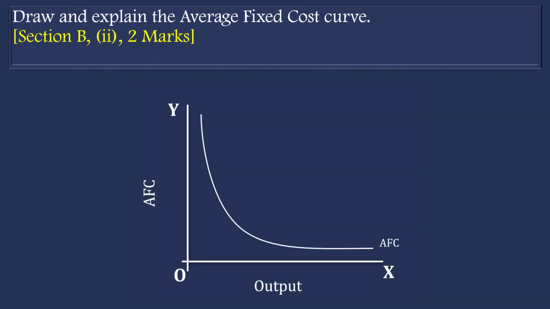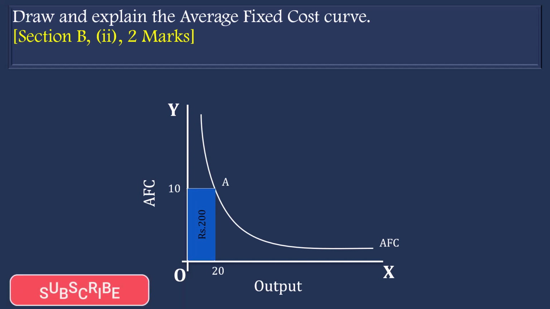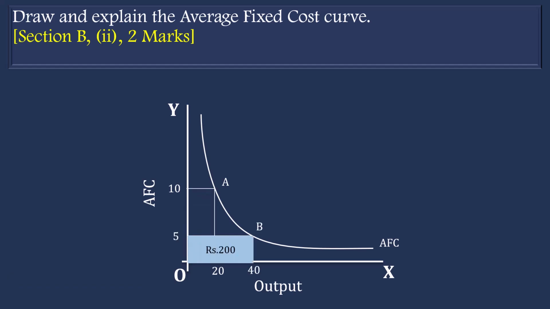The shape of the average fixed cost curve is rectangular hyperbola. The area under the curve represents the total cost. When output is 20 units, the average fixed cost is 10 rupees. Total cost is 20 into 10, 200 rupees. Similarly, when the output is 40 units, the average fixed cost is 5 rupees. The total cost is 5 into 40, 200 rupees.